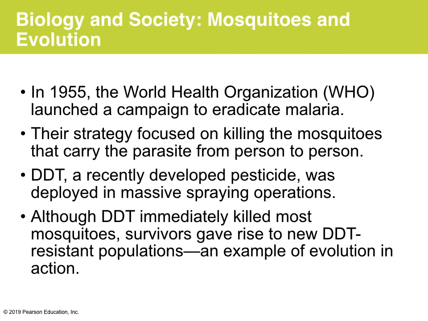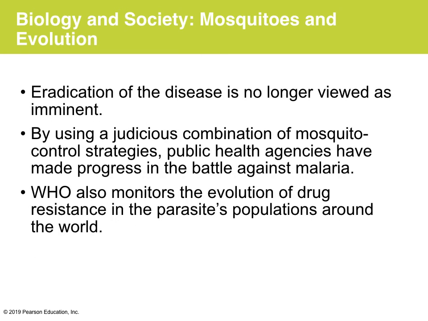There were mutations in some individuals in that whole population that conferred resistance to DDT, allowed them to survive DDT, so that handful of survivors gave rise to new DDT-resistant populations. Right? This would be actually observing evolution in action. So again, things like the drug-resistant infections we talk about now, same principle. So unfortunately, eradicating malaria is no longer viewed as imminent.